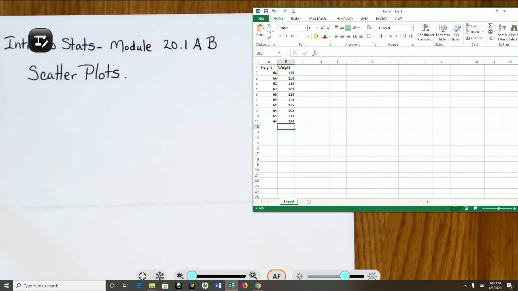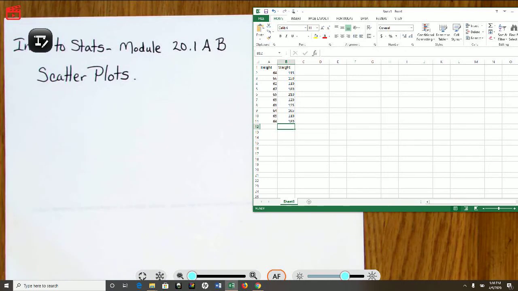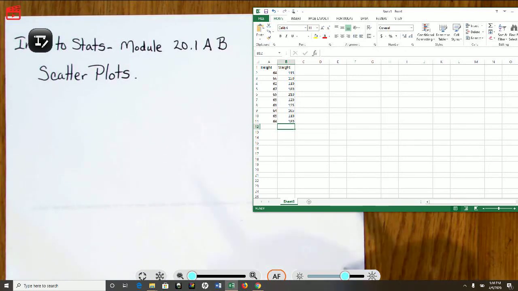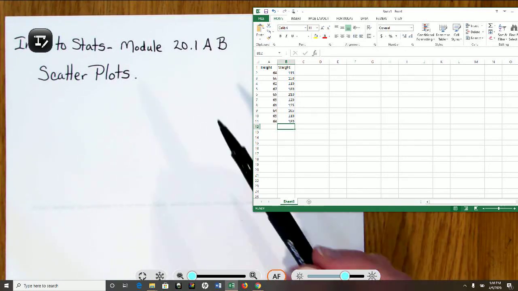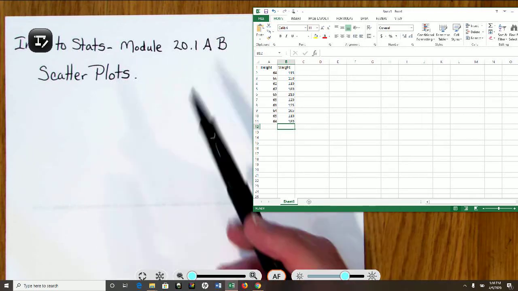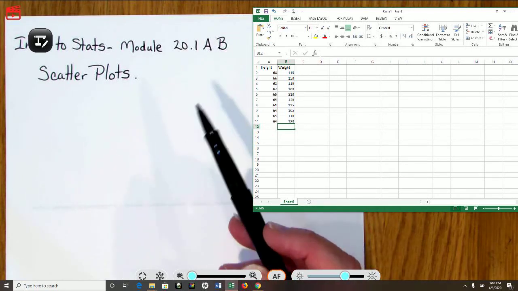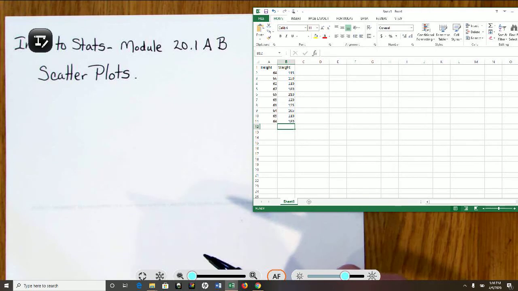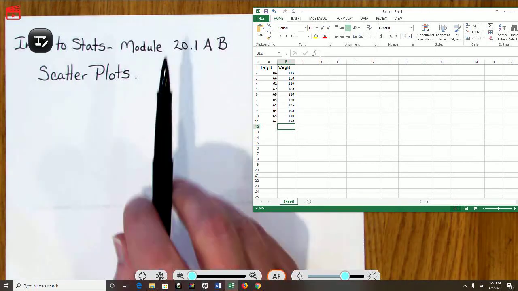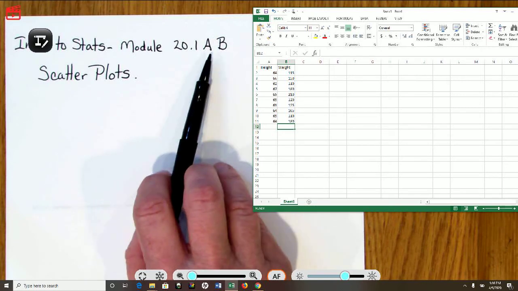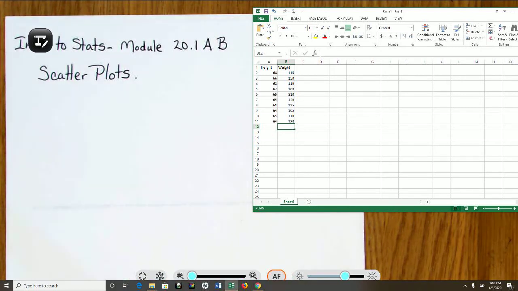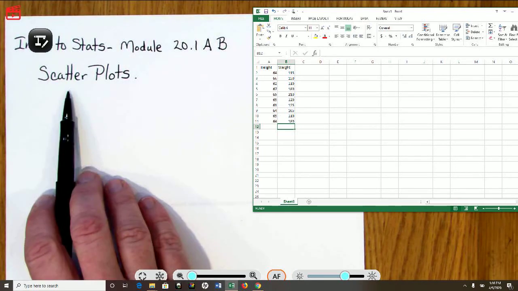And this is going to be out of Module 20, and I do use a lot of the examples from this module as well. So you're going to possibly want to print some out or at least refer to them as I go through this. So I will be bringing some of those examples from Module 20.1, both parts A and B. So we're going to try to go through those today. And what we're going to be doing is talking about scatter plots.